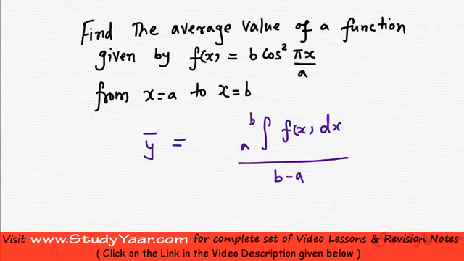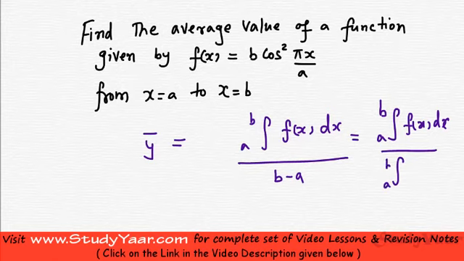This is also sometimes written as integral a to b f of x dx upon integral a to b dx. What is integral a to b dx? This is x from a to b, which is essentially b minus a. So another form of your mean value is represented by this formula.